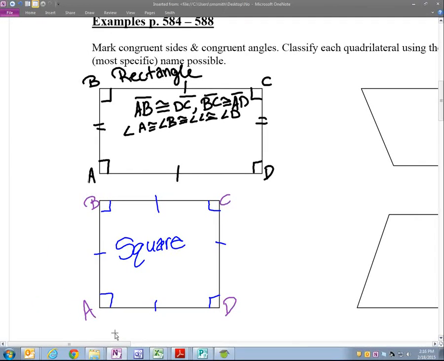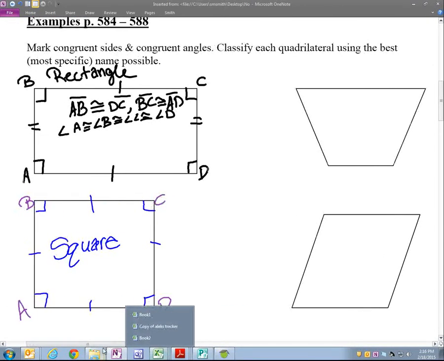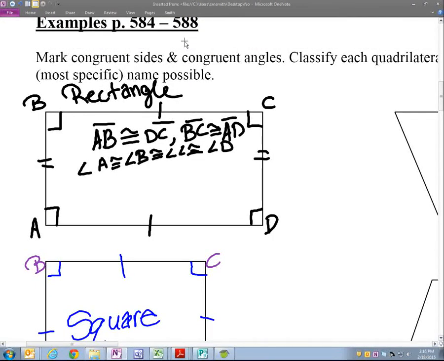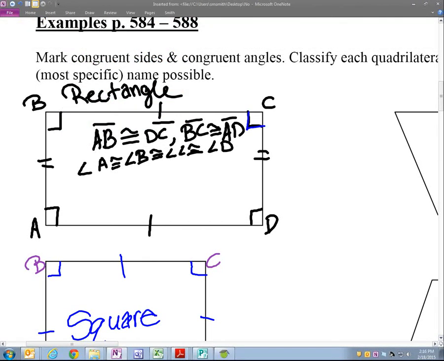So for this one here, mark the congruent sides and congruent angles. You're going to classify each quadrilateral using the best and most specific name possible. Now, zoom in a little bit. As we're looking at this, we identified what angles are congruent. And I did that by using the hash marks and the arcs. In this situation, since they're 90 degrees, they're these right angles right here. And we decided that this is a rectangle.